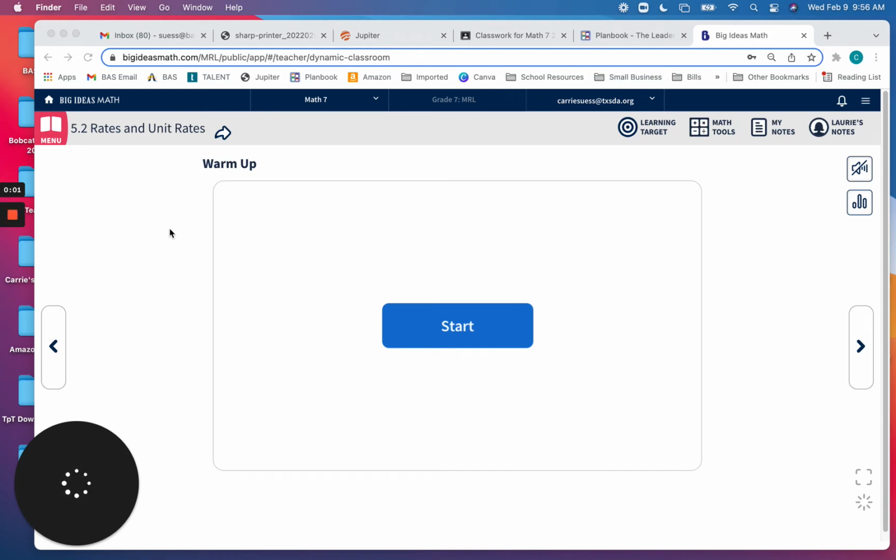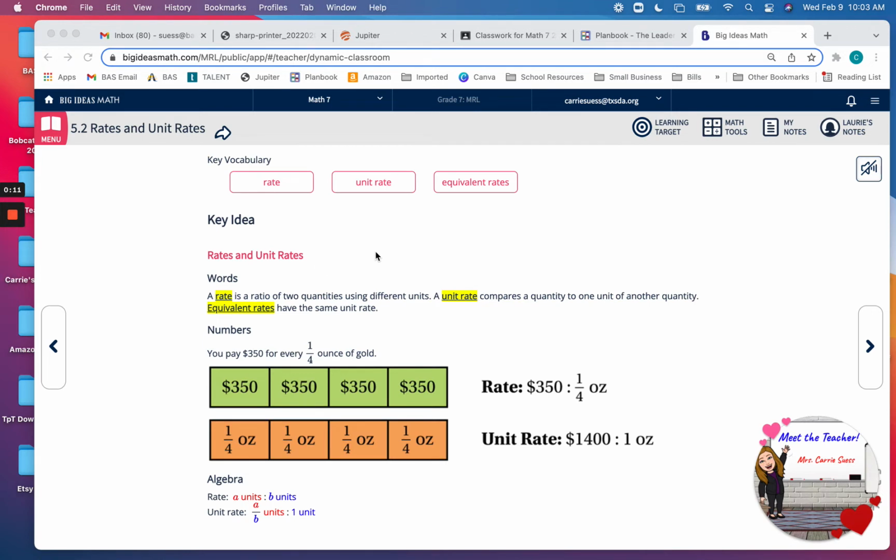Okay, 7th grade. We're doing 5.2, rates and unit rates. You need to work on the warm-up. I'm going to give you a few minutes to do that. So, we are going to go over rates and unit rates.